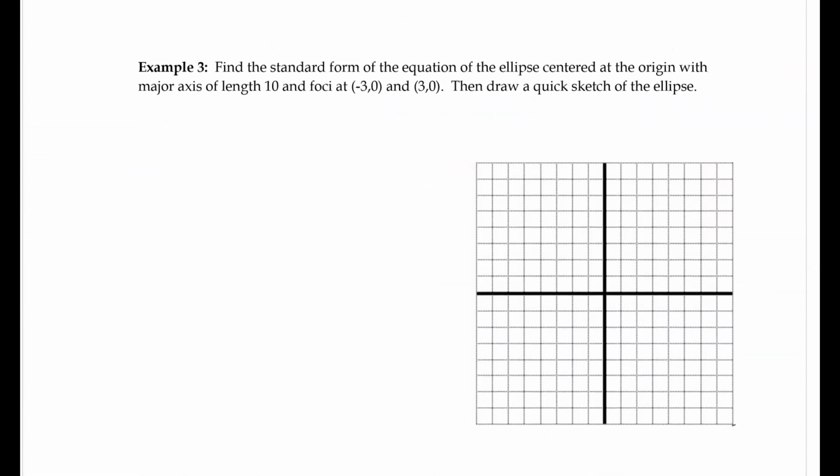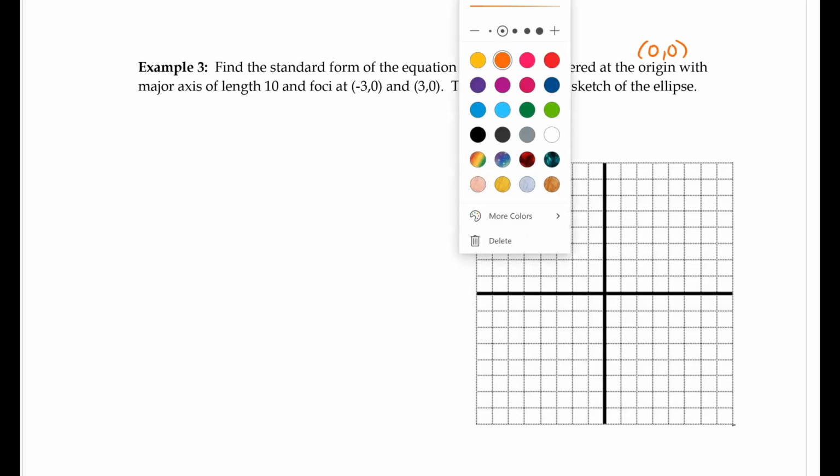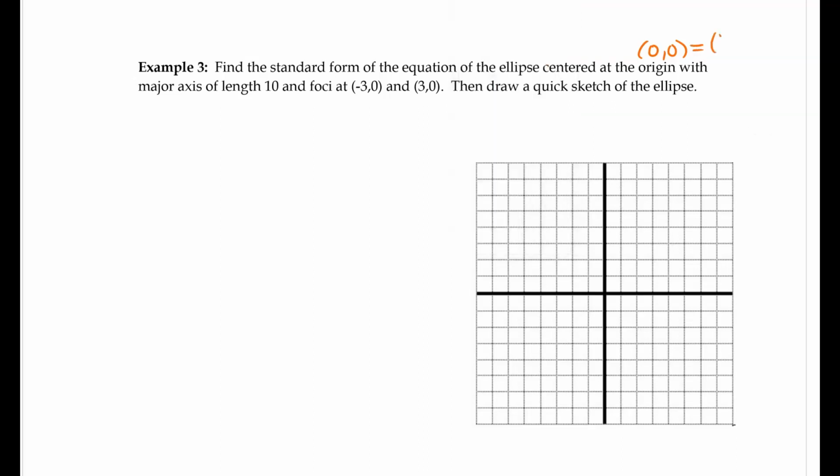It says, find the standard form of the equation of an ellipse centered at the origin. Okay, so the origin is at 0, 0, which means we now know h and k, right? They're both 0. With a major axis length of 10. Now, if they give you the major axis length, the length of it is twice the value of a. So our a is actually going to be 5. And then they say the foci are at negative 3, 0, and 3, 0.